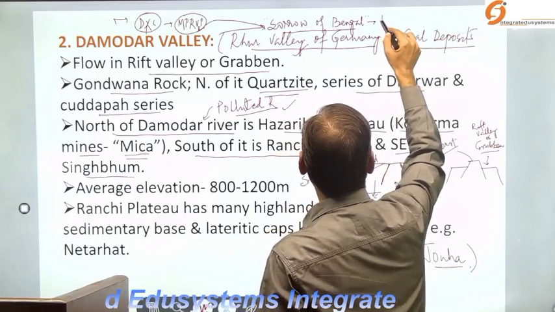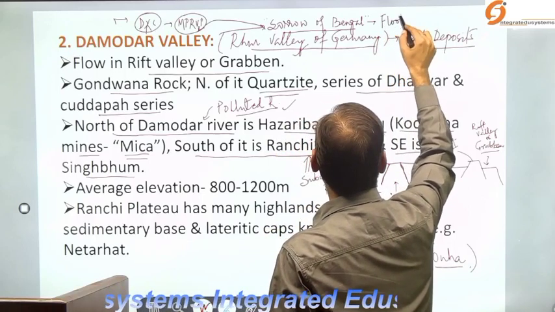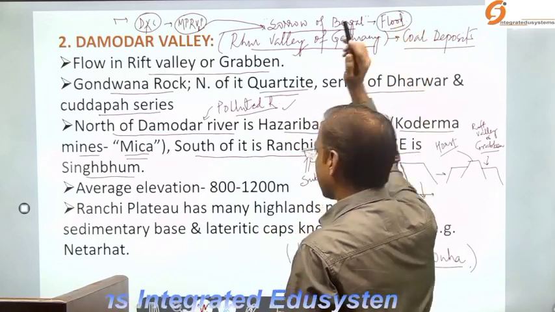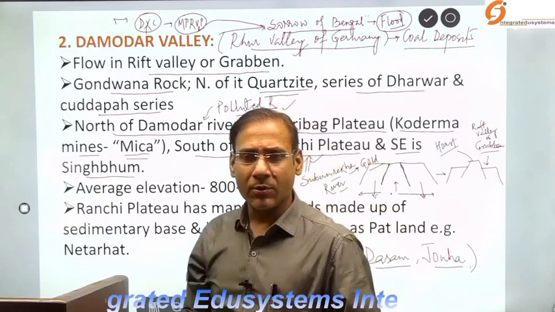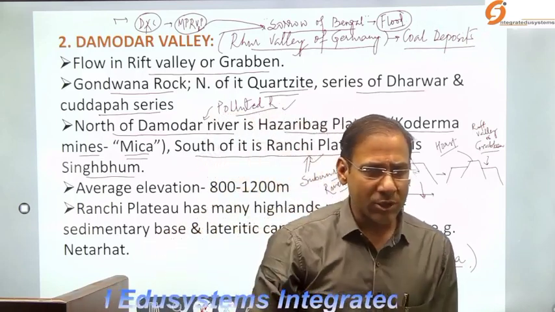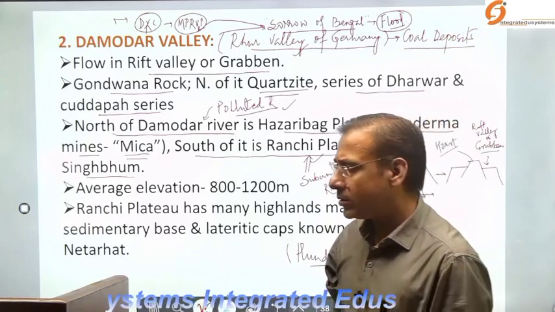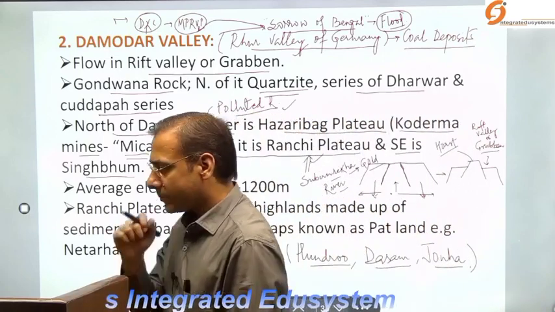Now we are able to manage the flood after this multi-purpose river valley project. Okay, somehow. So which river is known as the sorrow of Bengal? Damodar.